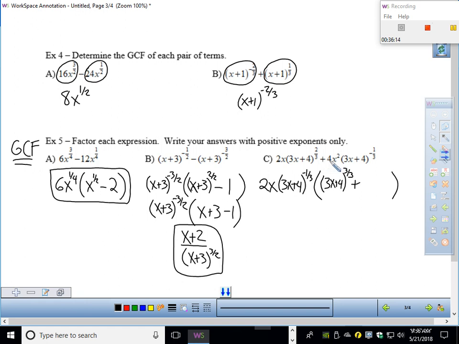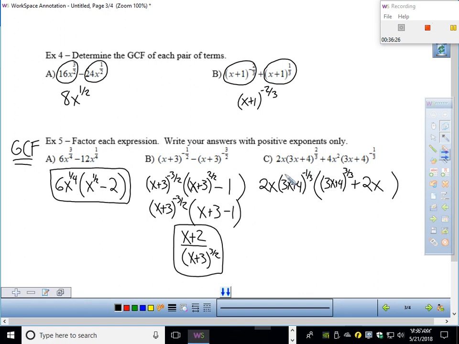Did I take some or all of the 4? I only took some of it out. Did I take some or all of the x squared? Took some of them out. Still have an x in there. Did I take some or all of the 3x plus 4 to the negative 1/3? I took them all out. There it is. So nothing left there.